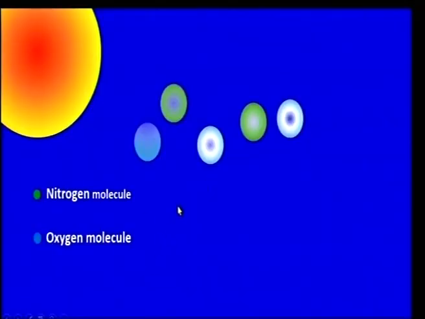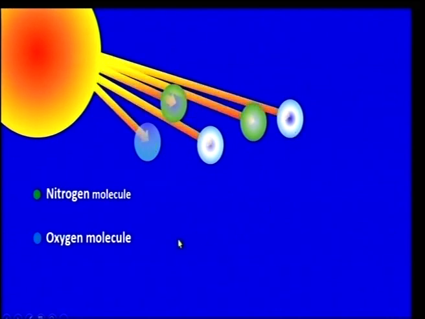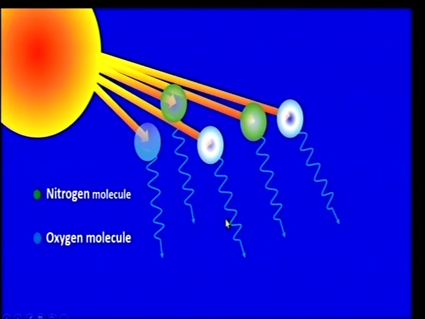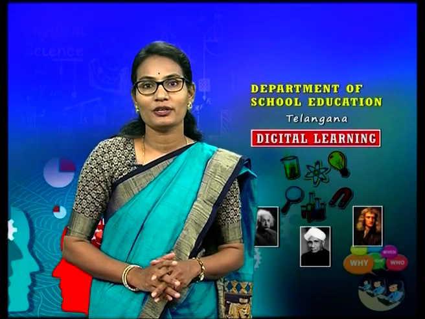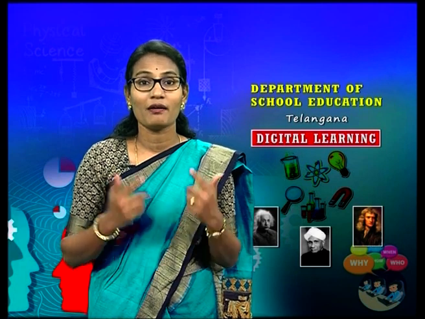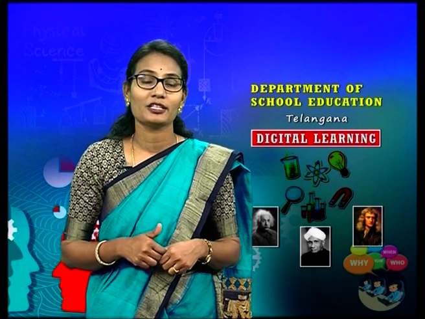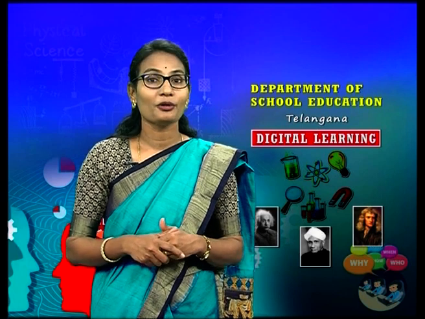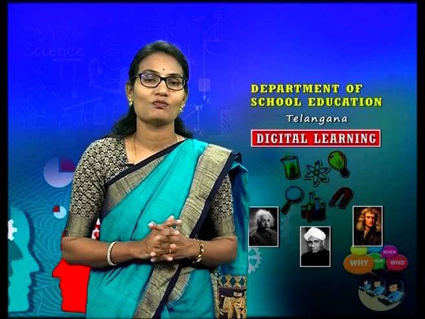Observe here, children, the atmosphere consists of nitrogen and oxygen molecules. This green represents the nitrogen molecule and the blue represents the oxygen molecules. When the light rays are incident on these molecules, they scatter the blue rays. Why only blue light? Because the size of these molecules is comparable to the wavelength of blue, and also violet, but the violet light is not visible to our eye because our eye is more sensitive to blue color only. That's why we receive the blue color. Due to this reason, the sky appears blue in color.